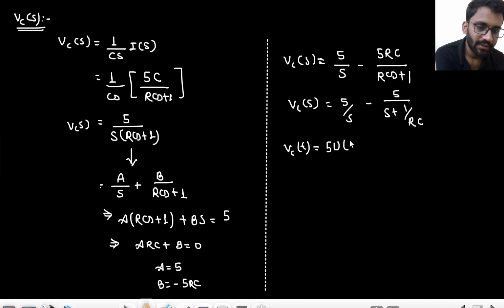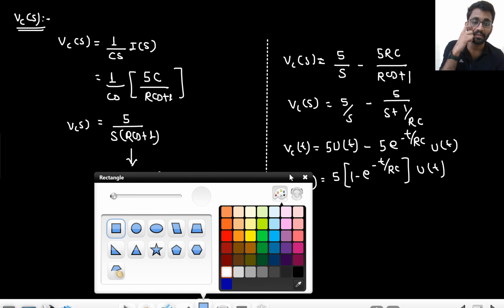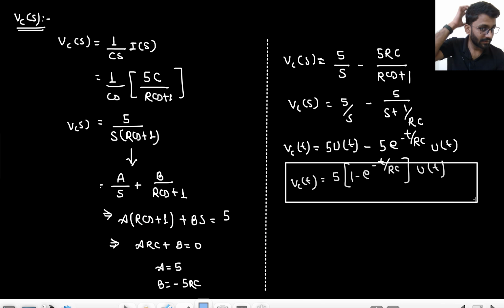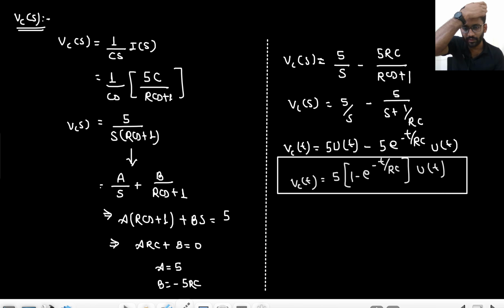1 by S is ut, right? 1 by S is ut. And what will be the inverse Laplace transform of this? 5 into e to the power minus t upon RC. Don't forget to put ut. So what will happen? 5 into 1 minus e to the power minus t by RC into ut. That is your VCT. Okay. So this is your final answer, right? So this is what we got when we solved it in the time domain as well.